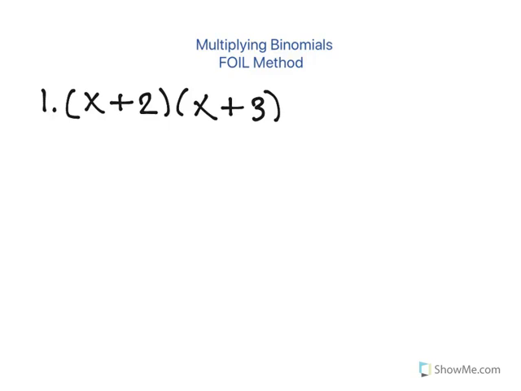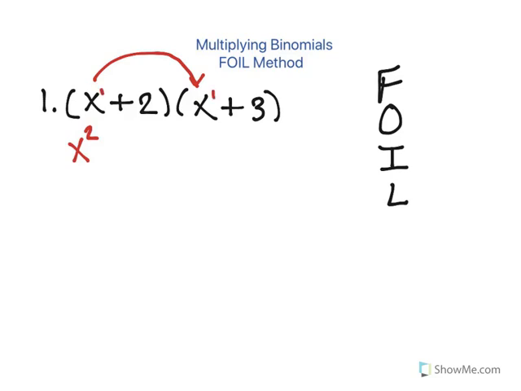So let's start with an easy one. x plus 2 times x plus 3. So remember the FOIL method, first, outer, inner, last. When I multiply the first terms together, I'm talking about the first terms in each set of parentheses. So it's the x times the x, and I usually use arrows to help me do this. x times x is x squared, because we add the exponents, 1 plus 1.